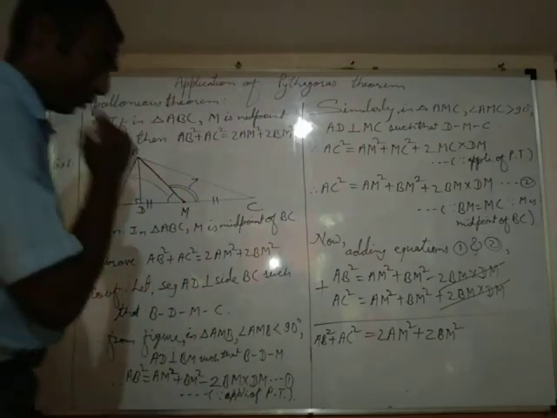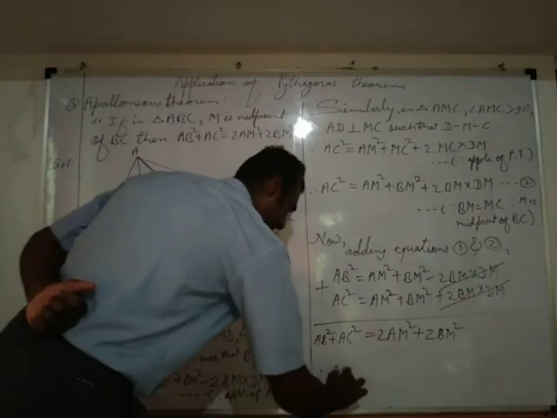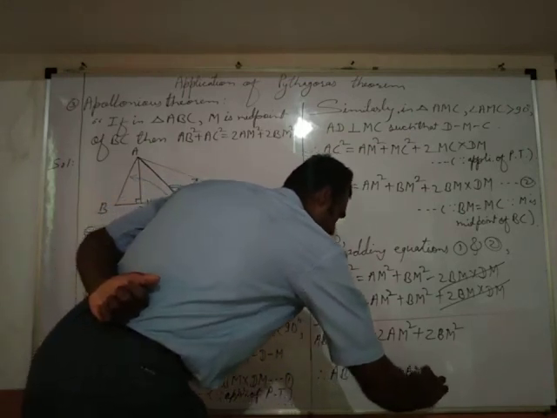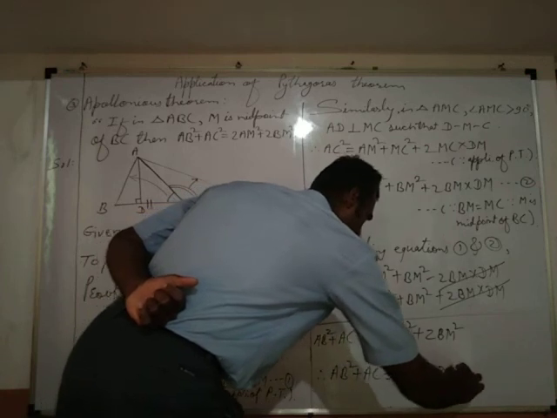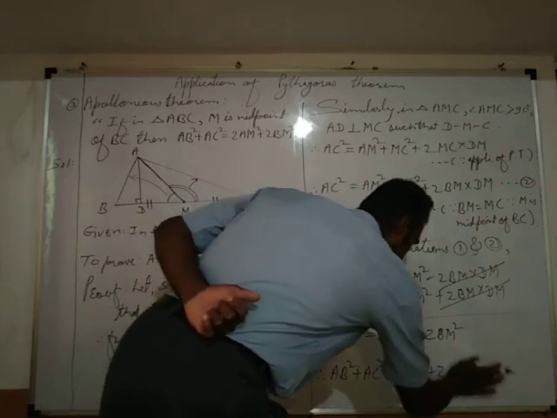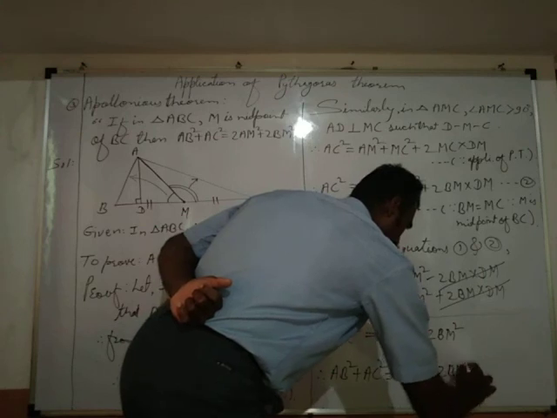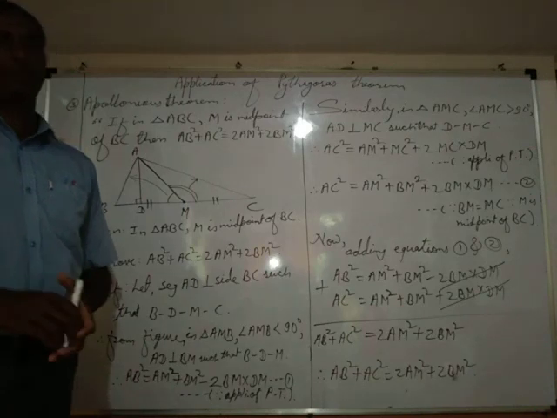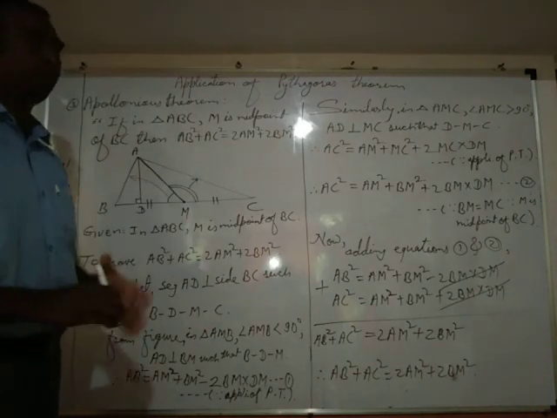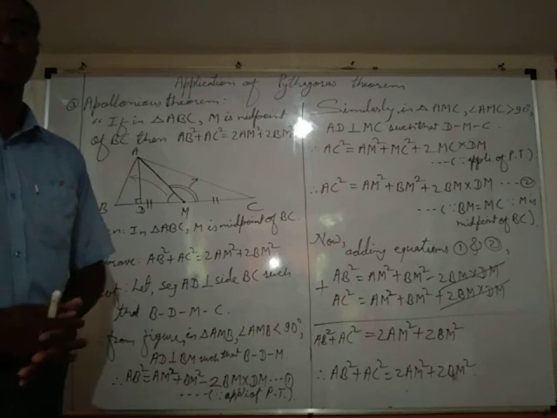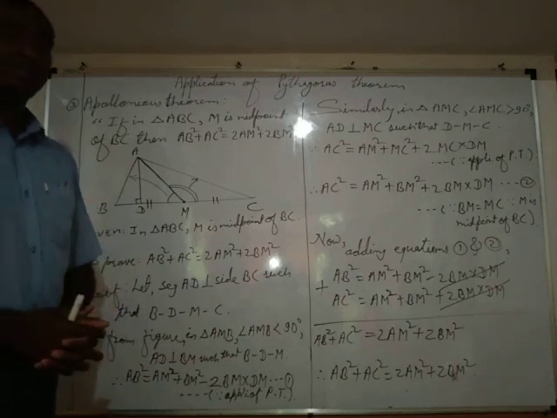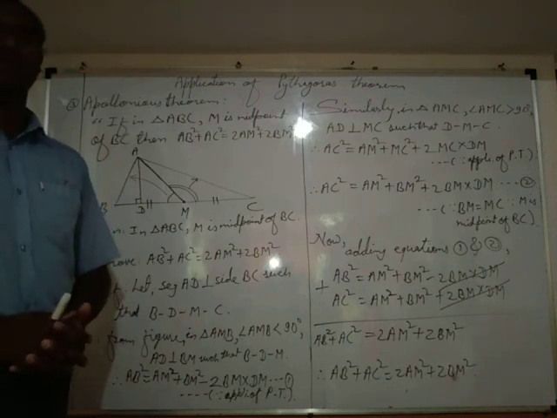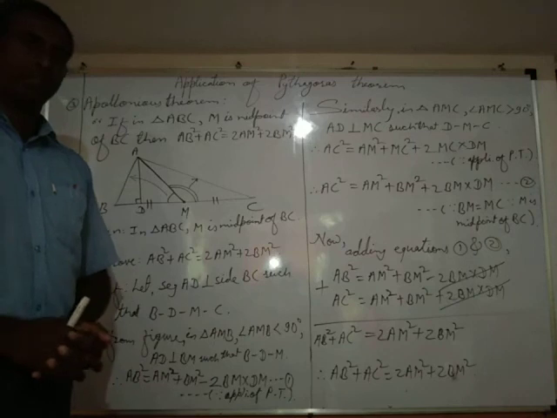Okay, and therefore we have the result AB square plus AC square equals 2AM square plus 2BM square. This is known as Apollonius theorem. Apollonius theorem we may state as, if in triangle ABC, AM is a median, then AB square plus AC square equals 2AM square plus 2BM square.